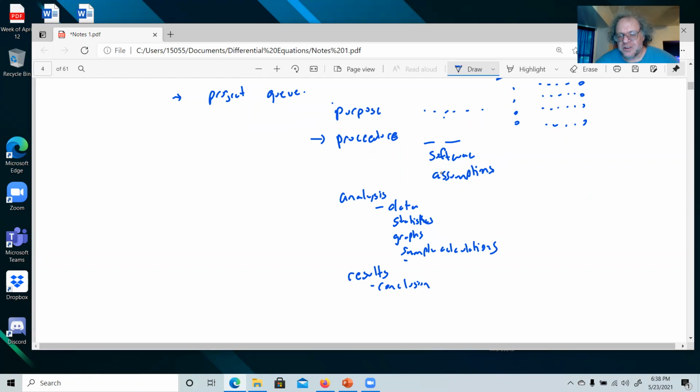Depending on the class, you might put your error analysis here. Like if it's a calculation, you'll have your error analysis. You might have sources of error in your results, like human error or measurement error or something like that.